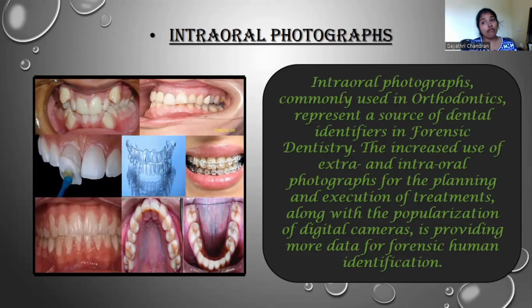Intraoral cameras are preferred over normal cameras or DSLR cameras. Intraoral cameras are small, lightweight, stylish, and capture high quality color pictures. There are five main classes of intraoral photographs. Number 1, maxillary occlusal view. Number 2, mandibular occlusal view. Number 3, intraoral left. Number 4, intraoral front. And finally, intraoral right. The increased use of extraoral as well as intraoral photographs for treatment plan and execution, along with popularization of digital cameras, is providing more data for human identification in forensic field.